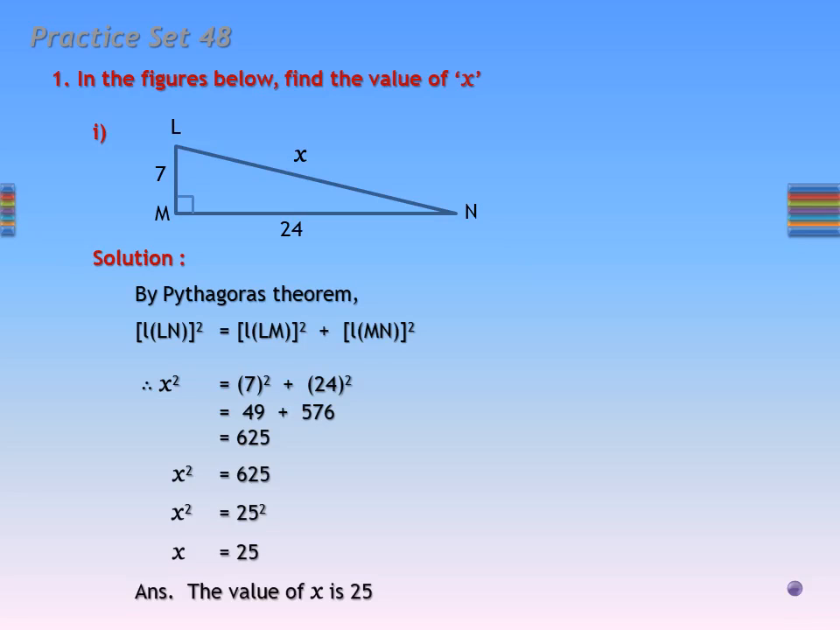7 square is 49 and 24 square is 576. So we will get x square is equal to 49 plus 576. If you add 49 and 576, it comes to 625. So x square is equal to 625. And 625 is the square of 25. So we can write x square equals 25 square. If you remove the squares from both the sides, you will get x is equal to 25. Therefore, the value of x is 25.